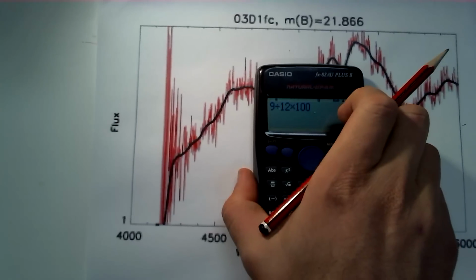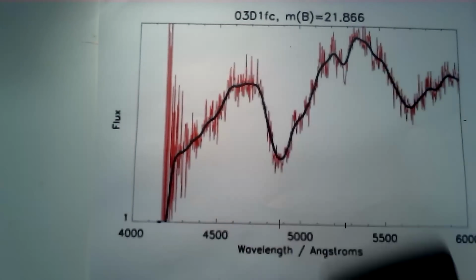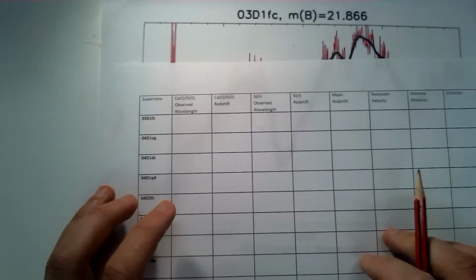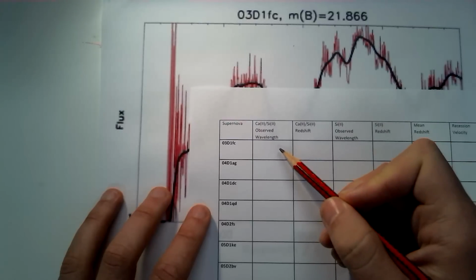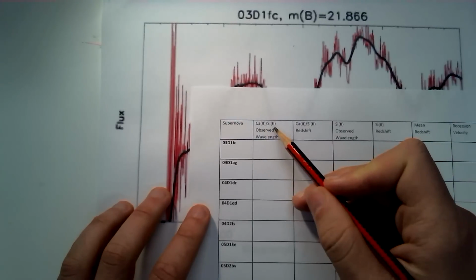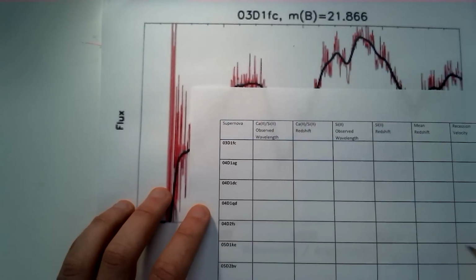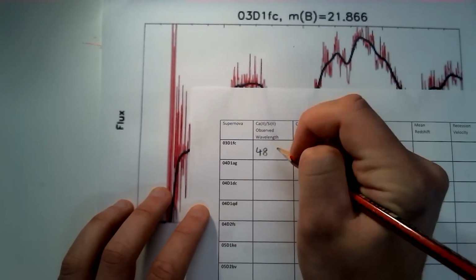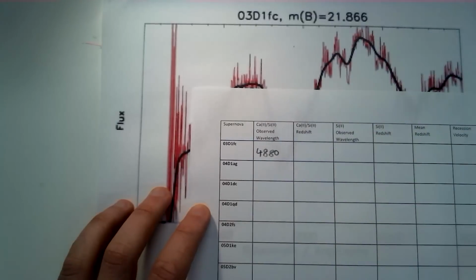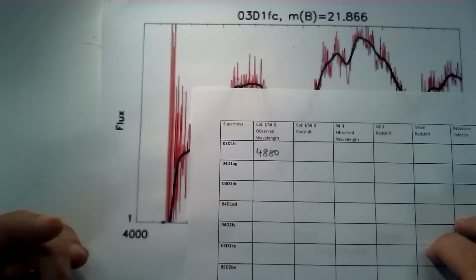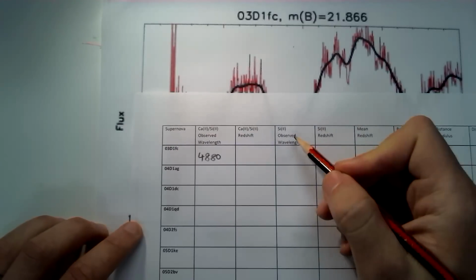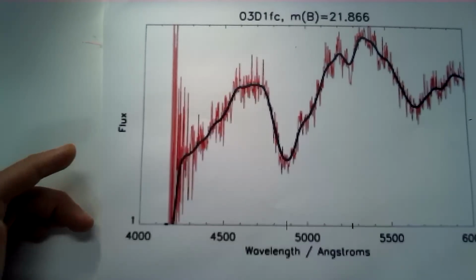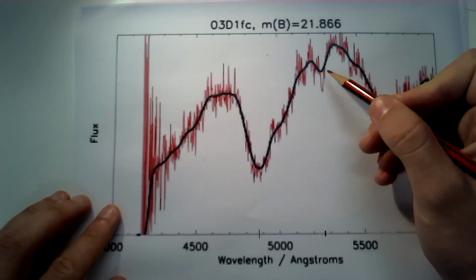Okay, so put that in this box here of a table of observed wavelengths for the calcium 2 silicon 2 observed wavelength, and I will just round that up to 4,880. Okay, now we're going to do the same job here for the silicon 2 absorption line, this one here.